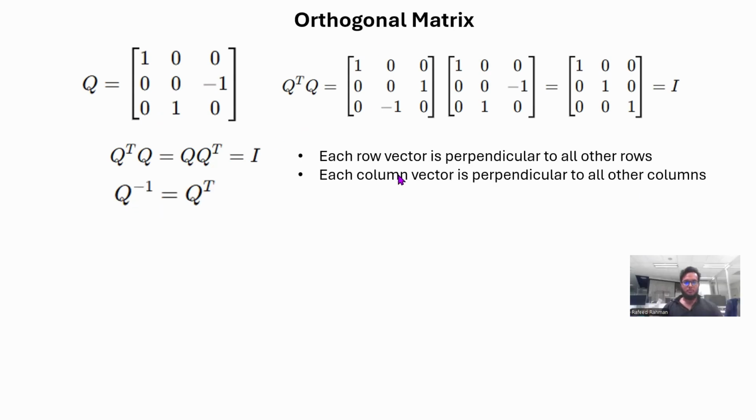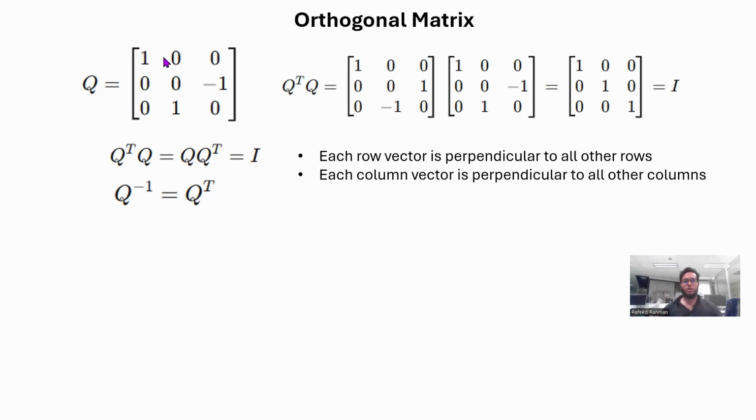So here you can see each row vector is perpendicular to all other rows. For example, this row vector is perpendicular to this row. So how are you going to understand that? If you dot product this row vector with this row vector, it will be 0. That means the angle is 90 degrees. Similarly, if you multiply this row vector by the last one, it will also be 0.